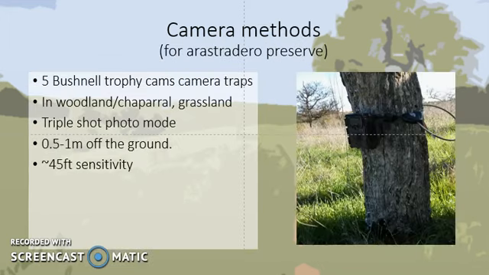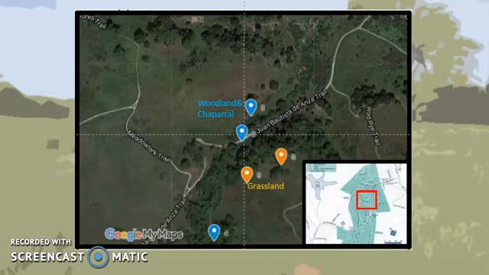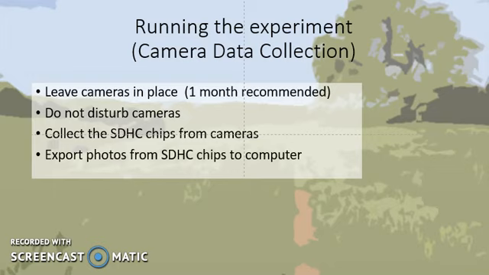And so these are the methods that we used for the pilot study at Arastradero Preserve, and these are where the cameras were located. As you can see, they're kind of clustered in the center of the preserve. So with an ecology study using camera traps, the actual experiment is the deployment of the cameras. You are leaving the cameras in place for a certain amount of time, and that is when they are collecting data. During this time, you do not want to disturb the cameras, and then after you are done with the sampling period, you want to take the chips from the cameras, put them into a computer, and download the photos.